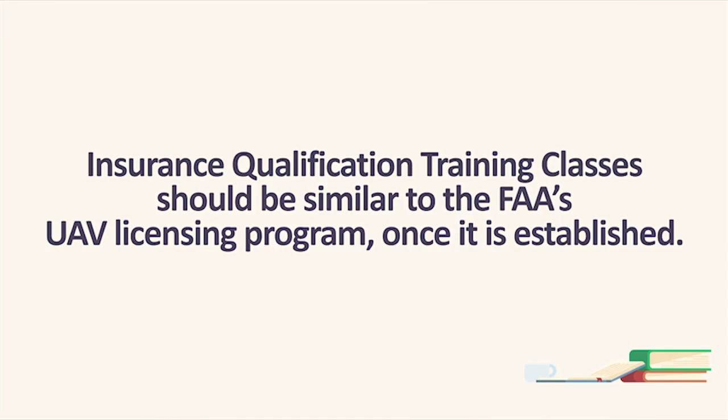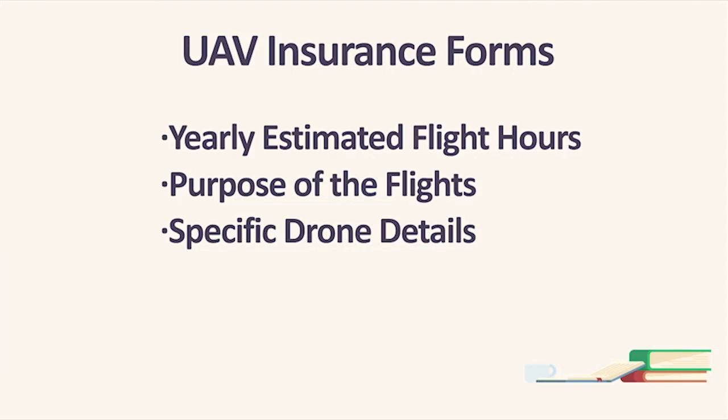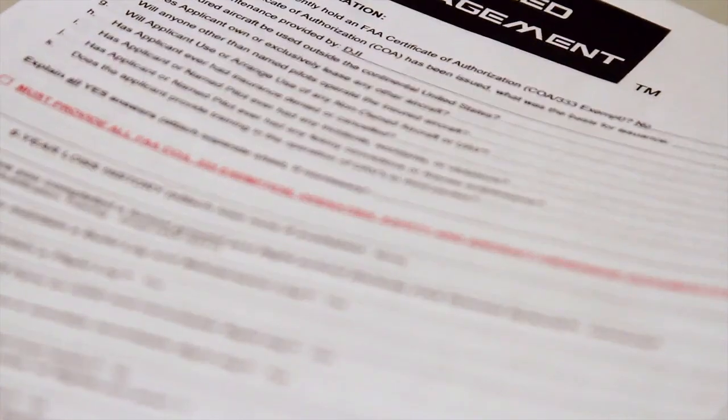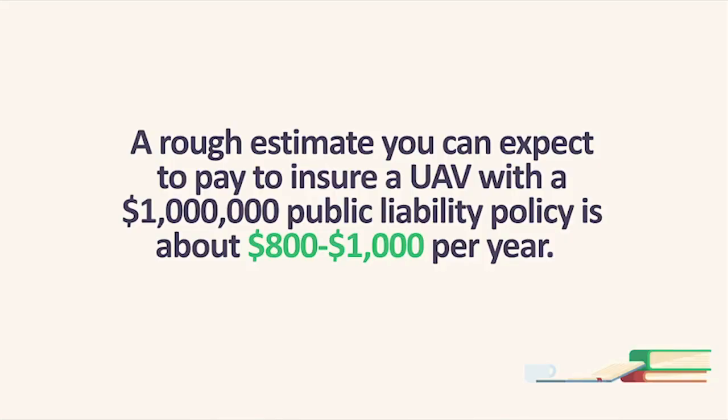Once you've met these 2 criteria, you're going to need to fill out some forms and send those to your aviation insurance broker, informing them of how often you plan on flying your UAV, the purpose of your flights, and other specifics regarding your drone. They will then send you a coverage comparison proposal showing the yearly rates from different aviation insurance carriers. A rough estimate you can expect to pay to insure your drone with a $1 million liability policy is around $800 to $1,000 a year.